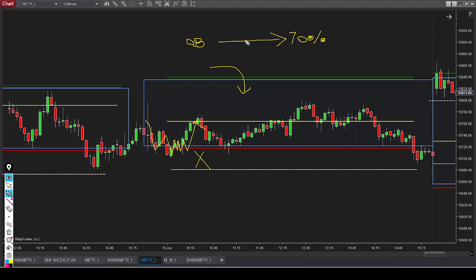Because for an option buyer, theta decay is the enemy. If price is not moving in your favor and if it is overlapping like this, the option premium will get eroded and you will get frustrated out of it. That is a danger sign. You have to make sure to avoid it. So this is just a small introduction about the TT band.